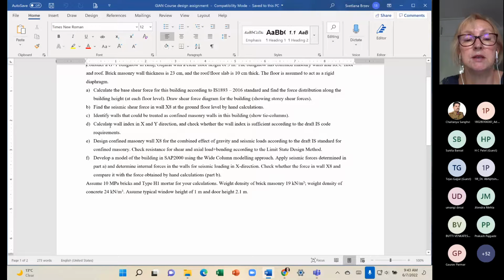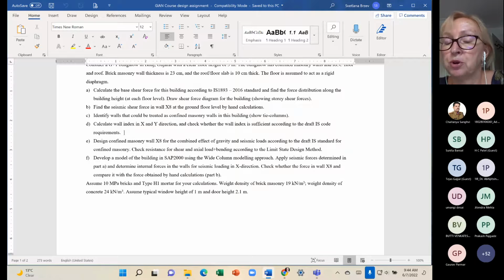Then the next step, which you could do based on today's lecture, is to calculate the wall index in X and Y directions, and check whether the wall index is sufficient according to the draft IS code requirement. If it is not, you would need to modify right here at point D. You can choose thicker walls. The walls are recommended to be 23 centimeters. If they need to be thicker, you can take thicker walls.